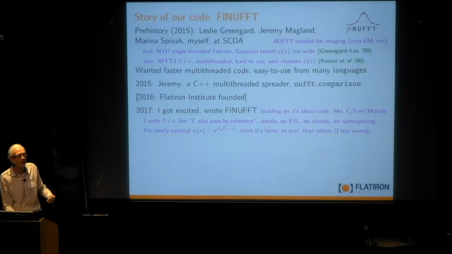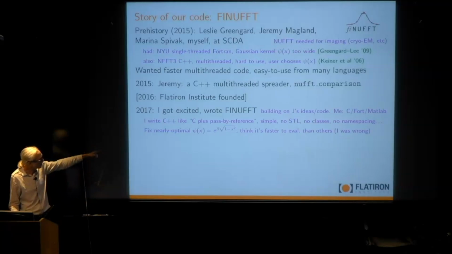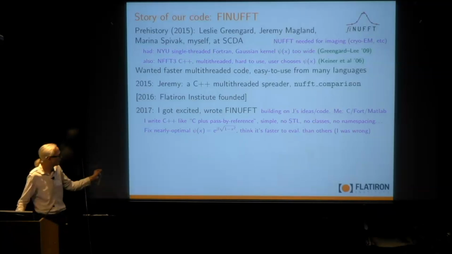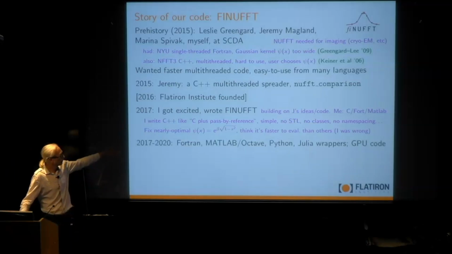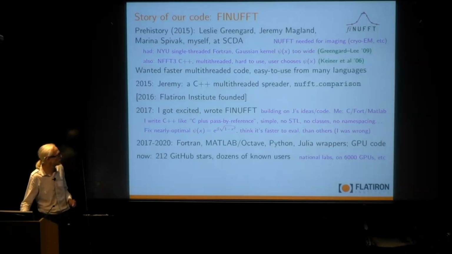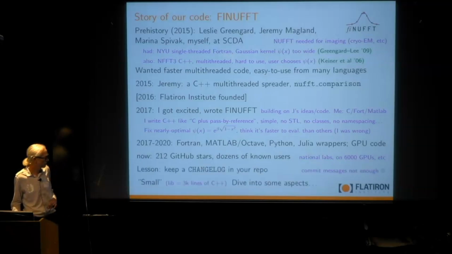And that's probably something everyone will do when they try to make a library that other people are going to use. Okay, so I found this nice spreading kernel, and I thought it was faster than others to evaluate. It turned out to be wrong, but we don't know that yet. It's 2017. Okay, so language wrappers and a GPU code get written over this period, and things get gradually professionalized as more and more people get involved. Now we have like 200 GitHub stars and dozens of known users. And I recently learned that someone has run the GPU code on 6,000 A100s. So that was kind of fun.